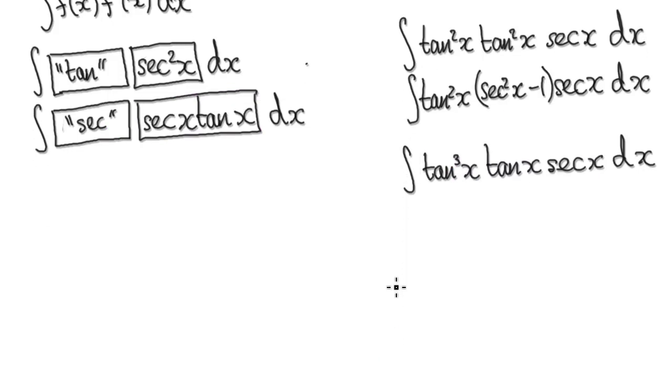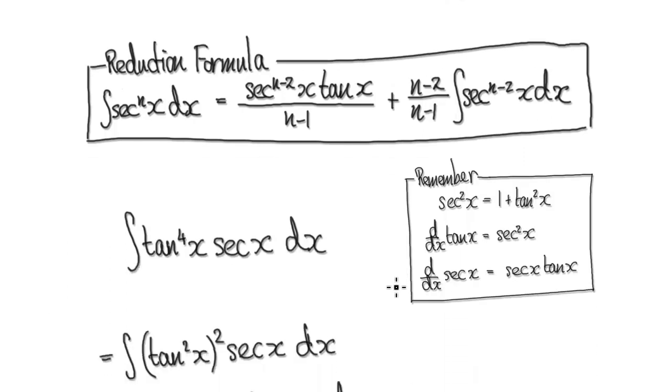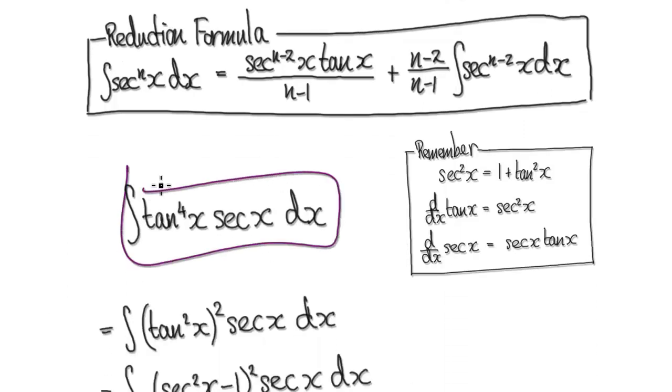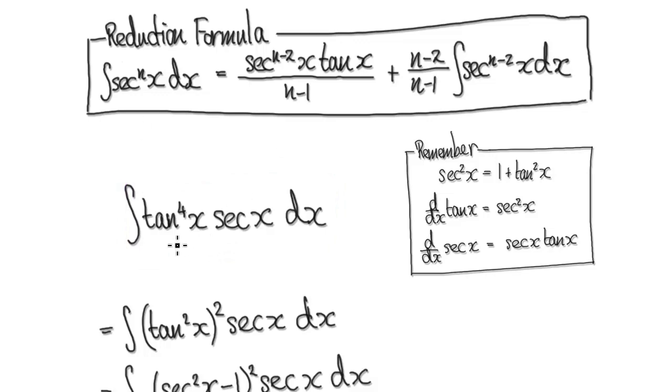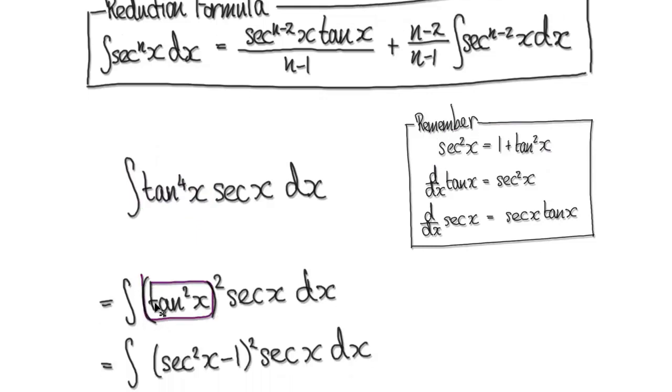So let's go back to the very start. We are trying to integrate this. We know we can't take a shortcut, so we have to use the reduction formula. So reduction formula, luckily this is to the power of an even number, so we can make use of this to turn this block into all secant. So rewrite this tan to the power 4 as this, tan squared squared. So now we can make use of this to turn this block into this. So now you can see everything is in terms of secant.